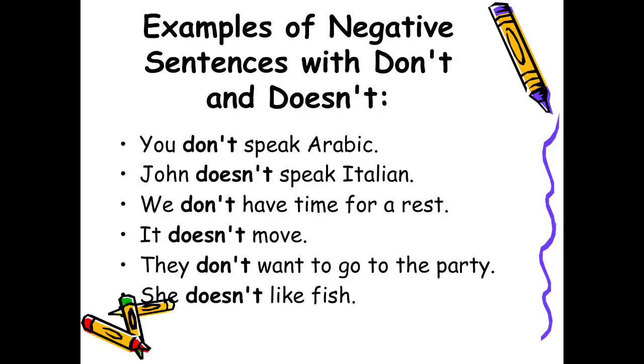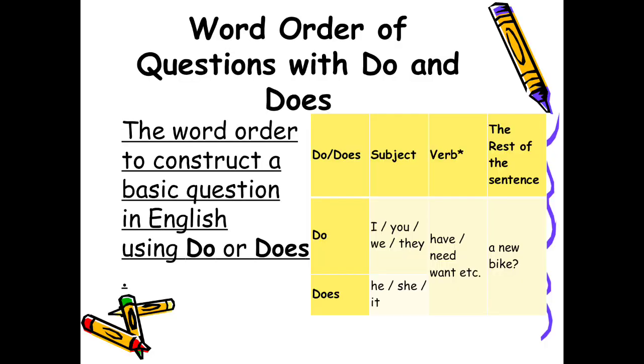Remember that. Okay. Examples of negative sentences with don't and doesn't. Let us see. You don't speak Arabic. John doesn't speak Italian. We don't have time for a rest. So it is also in plural forms, you will be having don't. It doesn't move. They don't want to go to the party. She doesn't like fish. So in the third person you will be using doesn't, and for the second and the first person you will be using don't.